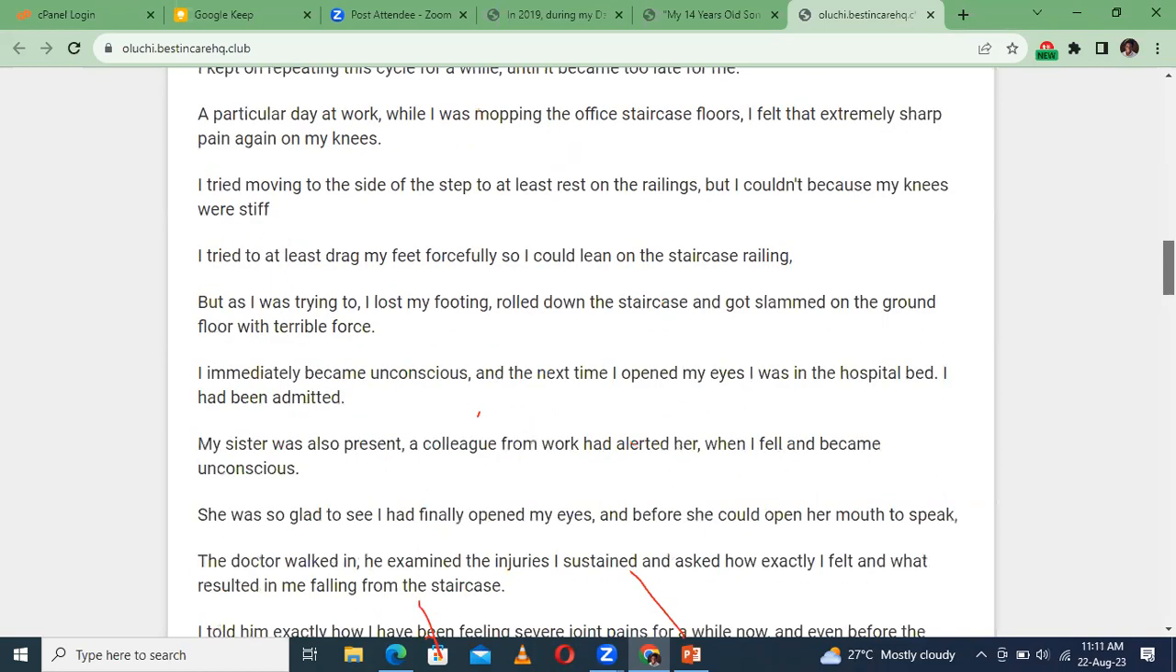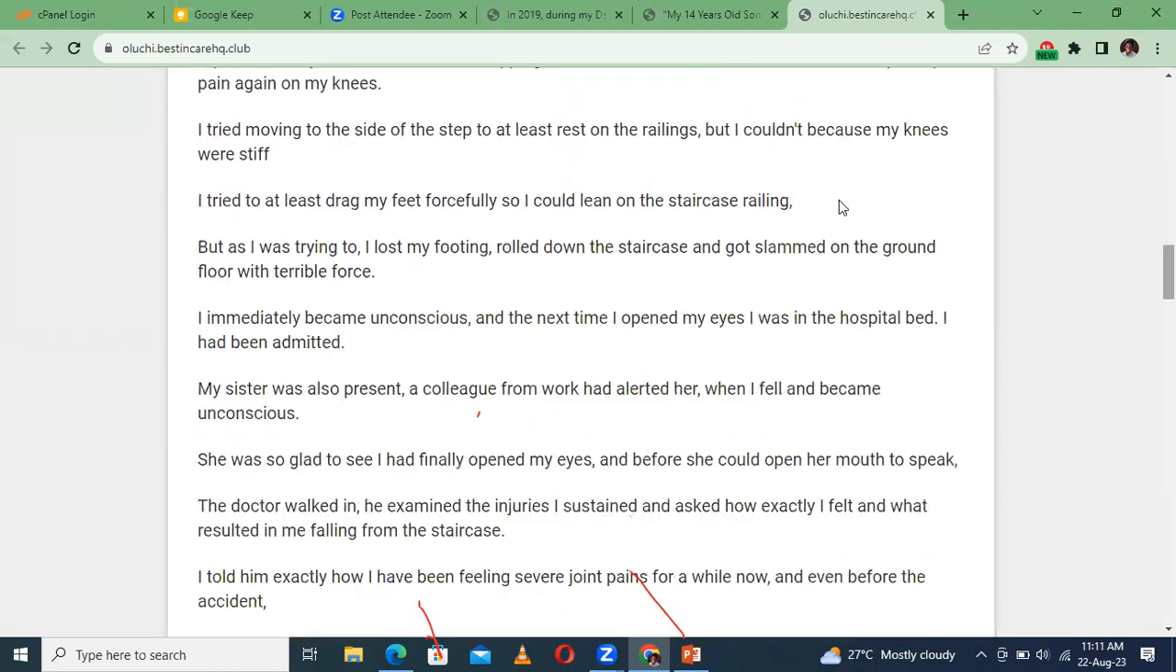I tried moving to the side of the step to at least rest on the railings, but I couldn't because my knees were stiff. I tried to drag my feet forcefully so I could lean on the staircase railings, but as I was trying to, I lost my footing, rolled down the staircase and got slammed on the ground floor with terrible force. I immediately became unconscious, and the next time I opened my eyes, I was in a hospital bed.